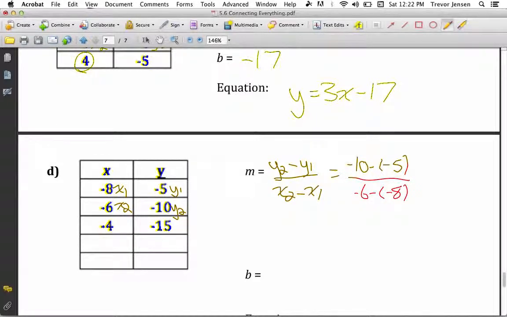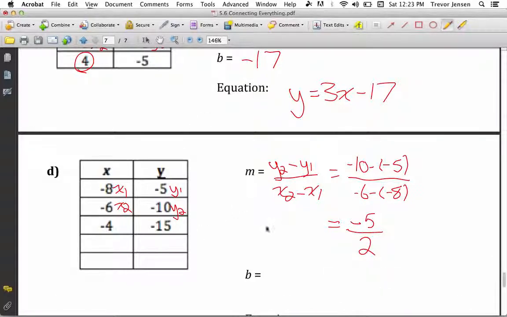Okay, so let's simplify this. Negative 10 minus negative 5 means negative 10 plus 5. That is equal to negative 5. Negative 6 plus 8 gives me a value of 2. So that means that as x is increasing by 1, y is actually going to be going down by 2.5, or negative 5 over 2. Okay?